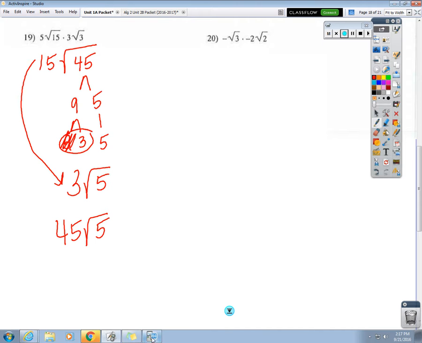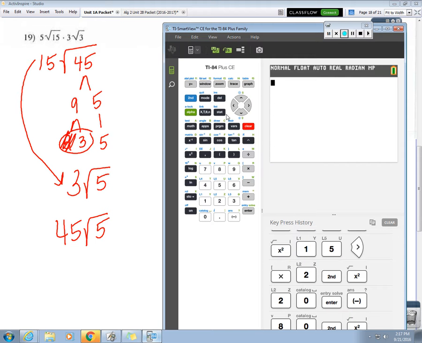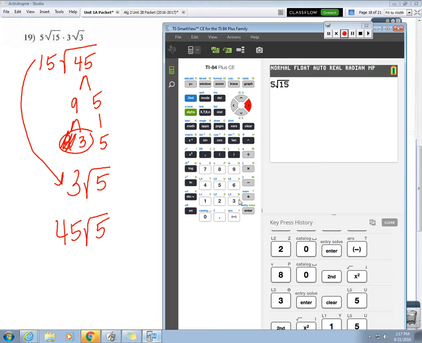And remember, there's no reason to get these wrong. Watch, I'm going to type in the question. 5 square roots of 15 times 3 square roots of 3.